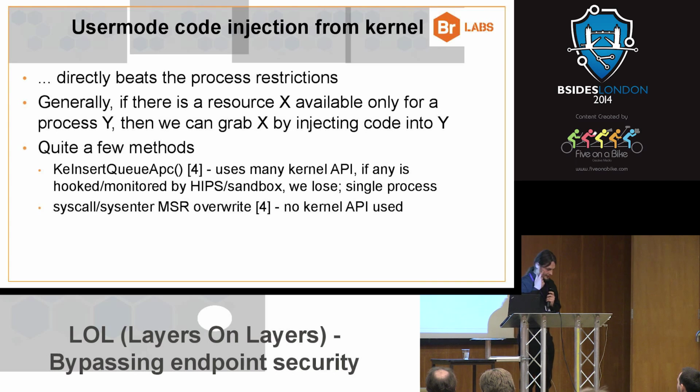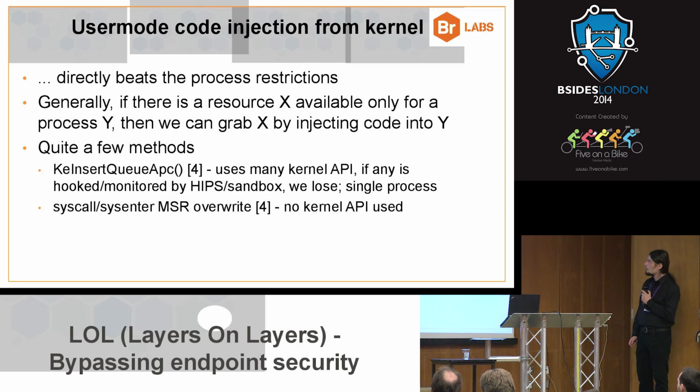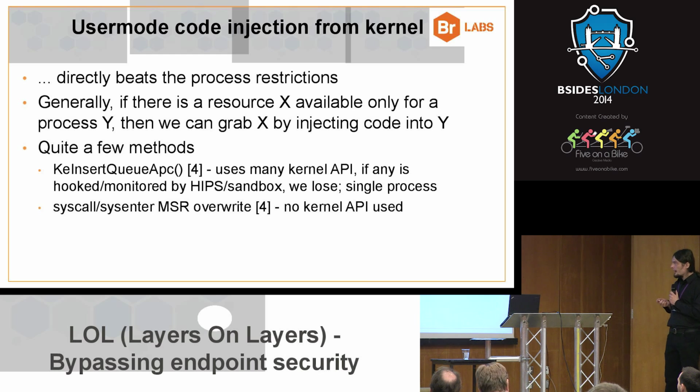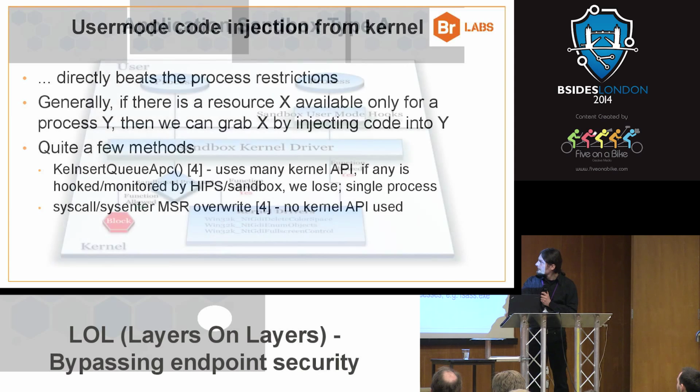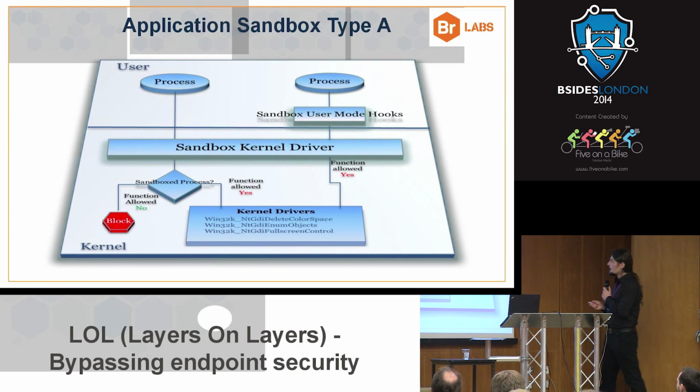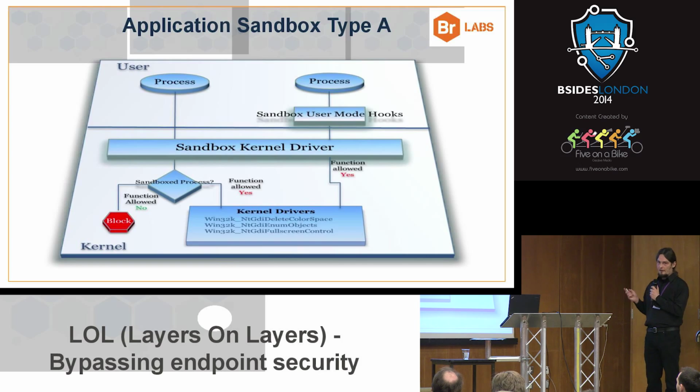Okay, and that leads us to another generic bypass method, which is user mode code injection from the kernel. Again, it beats all these process restrictions, right? For instance, even if this process cannot do anything, even if you elevate it, if our kernel payload can inject arbitrary code into a non-sandboxed process, then we effectively bypass the whole sandbox.